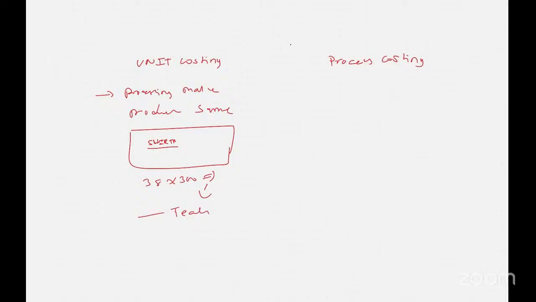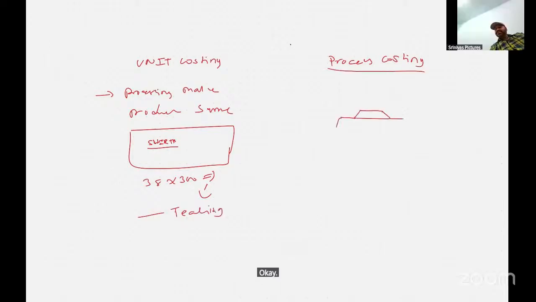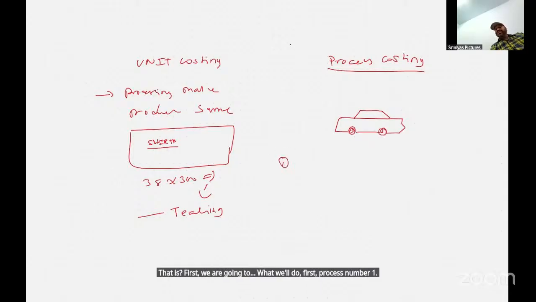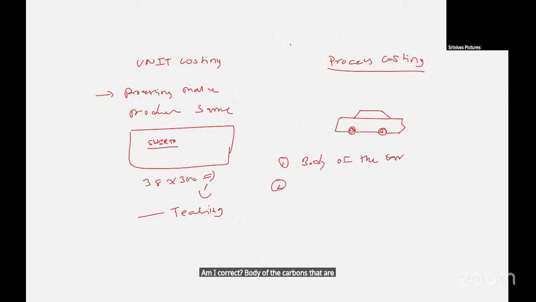Right. Processing what? For example, we want to manufacture one car. That is, first, before process number one, the body of the car we are going to prepare. Am I correct? Yes, sir. Body of the car means the entire iron body we are going to prepare first.